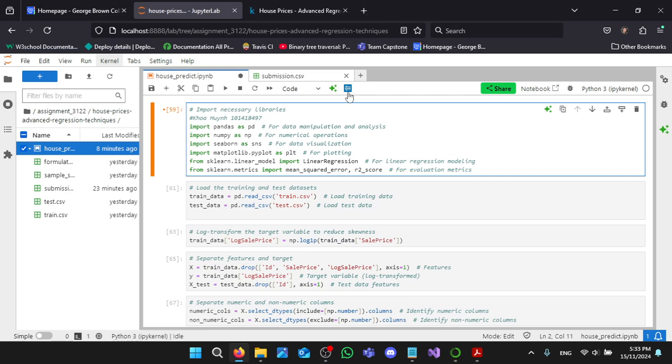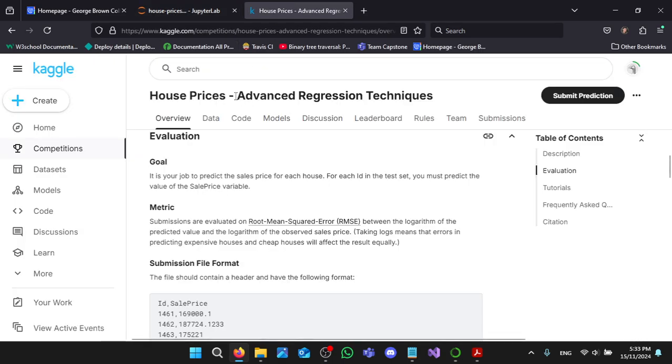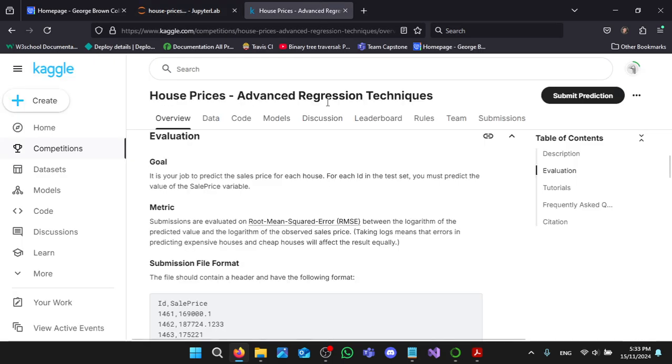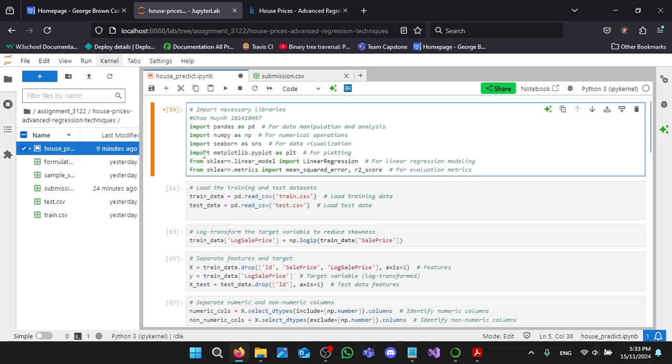This is assignment 3 for House Prices: Advanced Regression Techniques. These are the imports that I use. I use Pandas for data manipulation and analysis, cleaning, deleting, something like that. NumPy for numerical operations. Seaborn for data visualization. Matplotlib for plotting. Sklearn LinearRegression, as this is based on it, and mean squared error for evaluation.